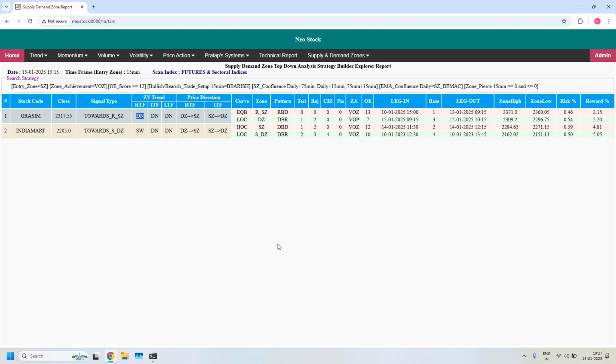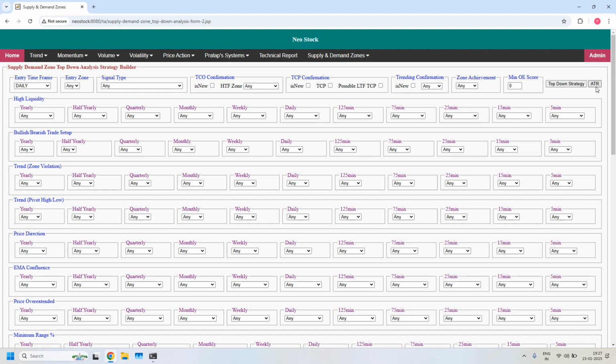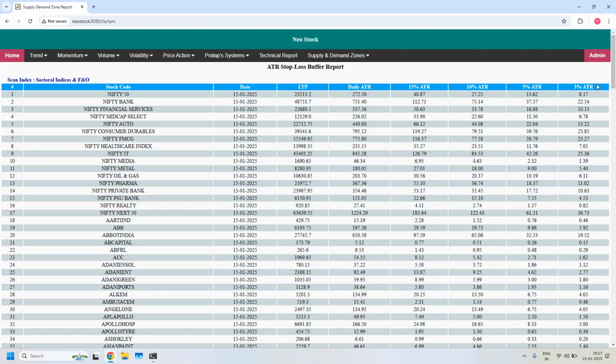So this is about bearish trade setup for daily income trade. And in the final report, let us generate stop buffers based on daily ATR. First 17 in this list are indices. Remaining all are equity stocks.